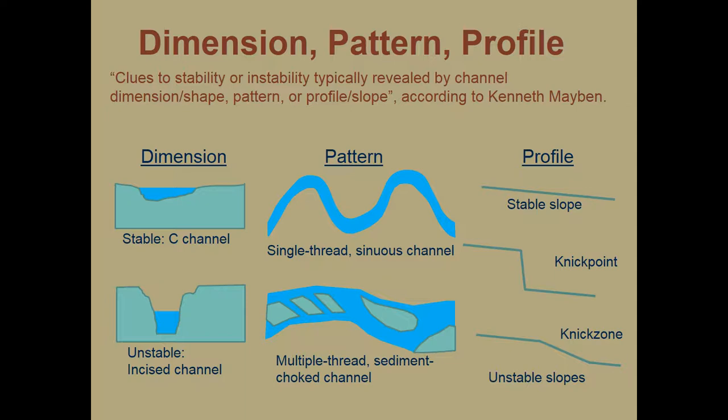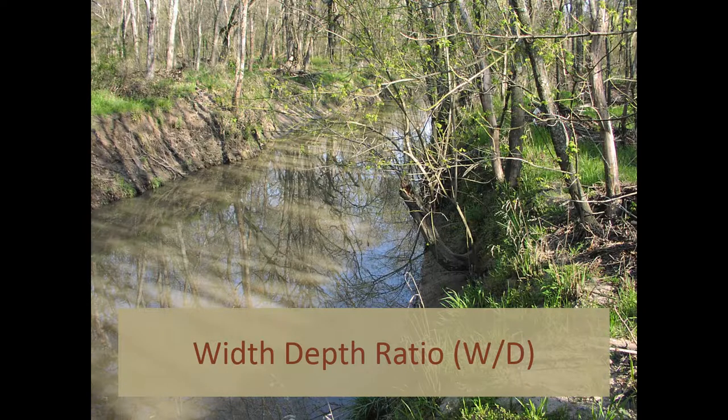or aggradation, typically are revealed by channel dimension or channel shape, by pattern, in your map view that'd be single-threaded or braided, or by profile, which would be the slope. A way to measure and communicate about channel dimension is the width to depth ratio. The width is measured at bank full in the riffle, and the depth is the mean average depth. So width to depth ratio is bank full width divided by bank full depth.